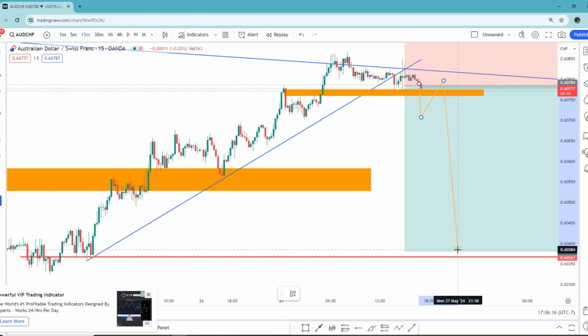Because remember what we saw on the daily time frame. We saw that this market might continue going uptrend. It's bullish. You understand? What is your question? Do you have any question?